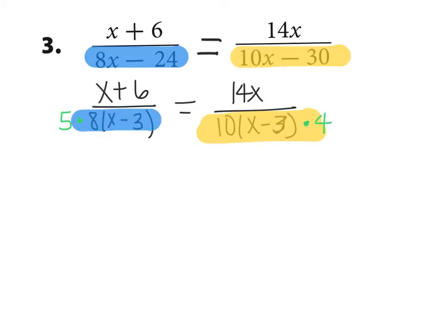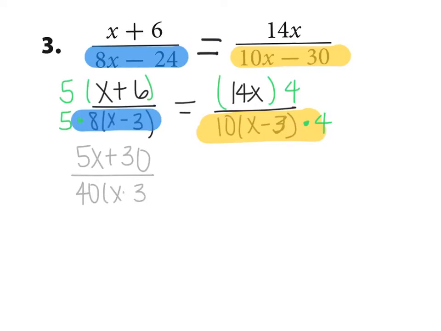Well, if I multiply the denominator by 5, I must also multiply the numerator by 5 on the left. And on the right, I must multiply my numerator by 4. So that really gives me the problem 5x plus 30 divided by 40 times x minus 3 equals, and 14x times 4 is going to give me 56x divided by 40 times x minus 3.